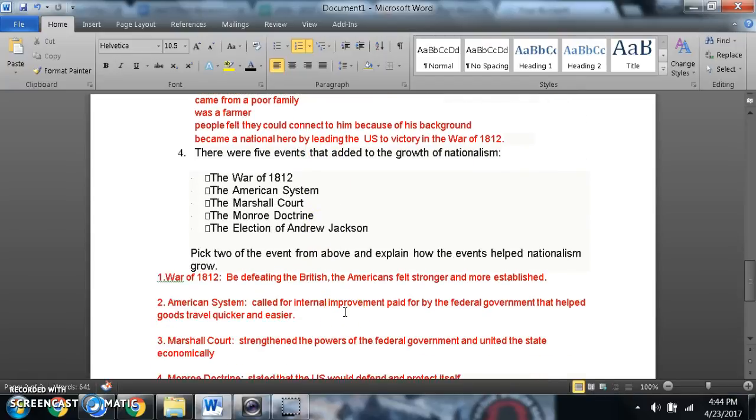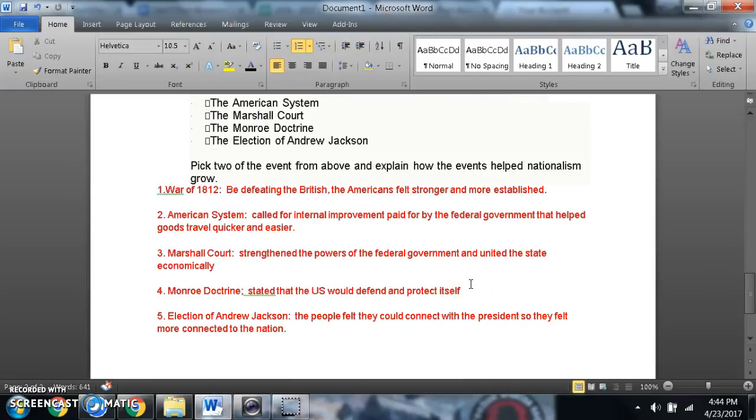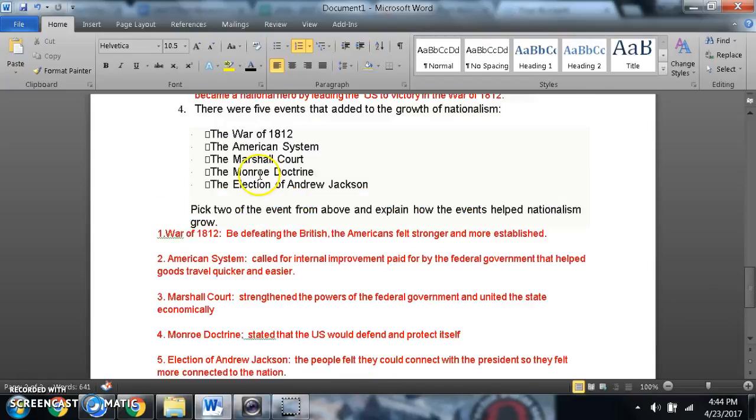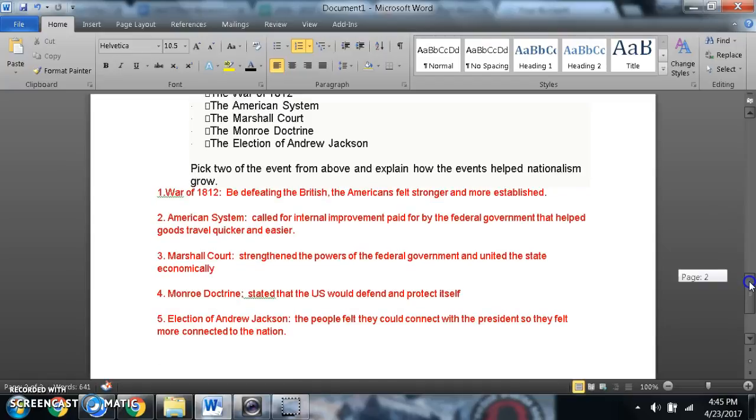Number four, there are 5 events that added to the growth of nationalism: the War of 1812, the American system, the Marshall Court, the Monroe Doctrine, the election of Andrew Jackson. Pick 2 of the events from above and explain how the events help lead to nationalism. So here are all the different possibilities right here. Okay, here's all 5. So we got the War of 1812, the American system, the Marshall Court, the Monroe Doctrine, and the election of Andrew Jackson. And all of these are possibilities.